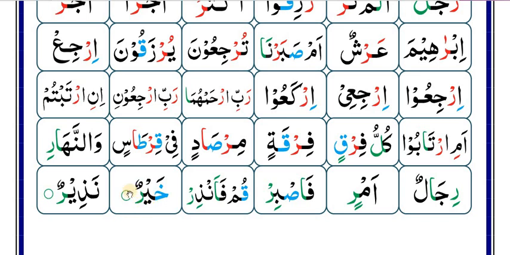Don't get confused. Inshallah I will tell you with full detail in lesson number 21 what waqf is and which signs we should change in waqf. I will tell you everything about pause, about waqf. Now just read these letters.